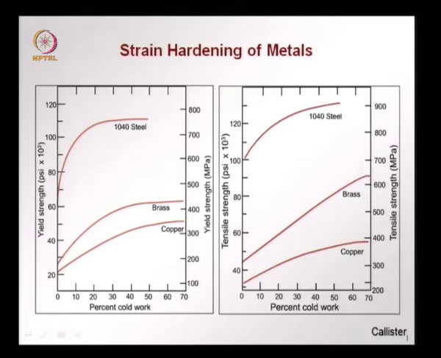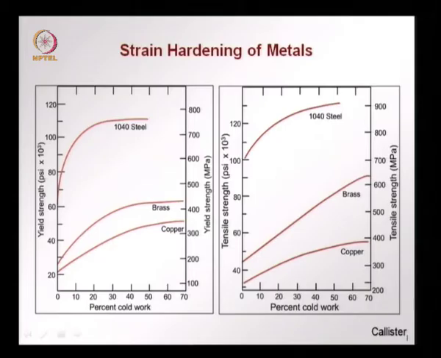So, we have in the next two slides curves showing what I have just told you about the effect of the cold work. On the x axis we have the percentage cold work. This, you remember, is defined as the ratio between the change in cross section area and the original area. In the plot on the left, we have yield strength as a function of the percentage cold work, for copper, brass and steel, and we find in all the cases we have an increase in yield strength as the cold work increases. That is, due to strain hardening we have an increase in the yield strength.